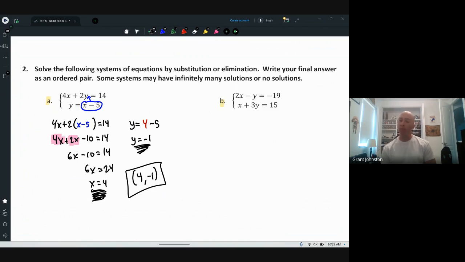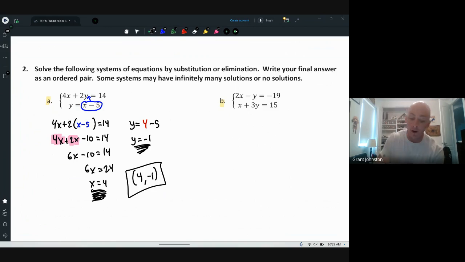Letter B. Let me do B. Now B, you look at it. I always think, okay, can I use substitution on this one? Because I personally like substitution better. And I look at it, and neither equation says x equals or y equals. So I don't think substitution's really an option, we have nothing really to substitute here. Now you could manipulate the equations to make it okay for substitution, but this looks like it's better for elimination. So I need to eliminate one of the variables. So I either eliminate the x or eliminate the y.